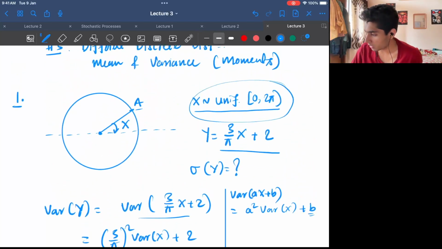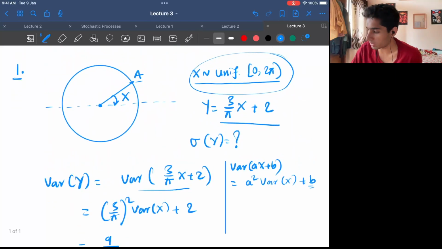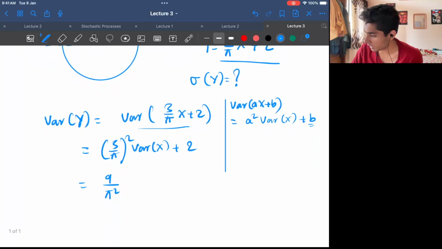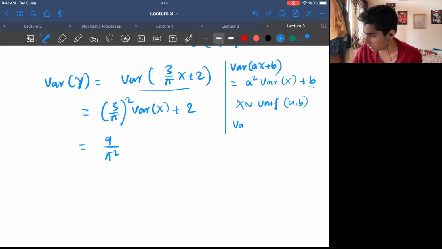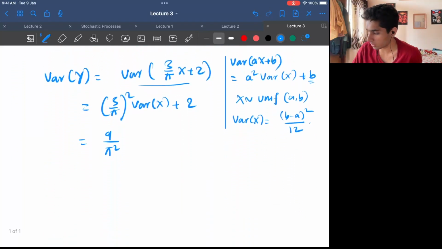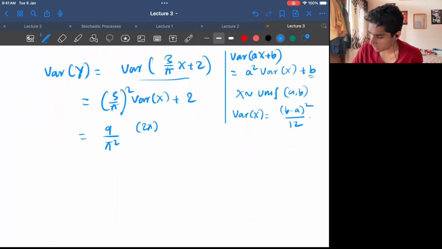So if you remember the variance of a uniform random variable, let's say x is coming from uniform a comma b. Do you know what the variance of x is? It is given by (b minus a) whole square by 12, right? So here b is 2 pi, a is 0, so this will be (2 pi) whole square by 12 plus 2, right?